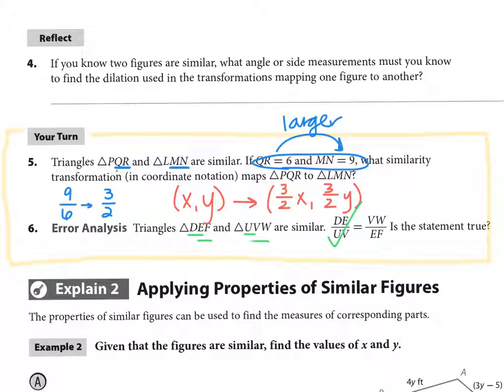Now, I don't know if you noticed this, but the problem is they've switched the order in which they're naming these corresponding parts. All right, if you're going to start with the pre-image over the image, then you need to have that same setup on the other side. Right, notice that DE and EF, since they come from the same triangle, EF should be on the top here, right?